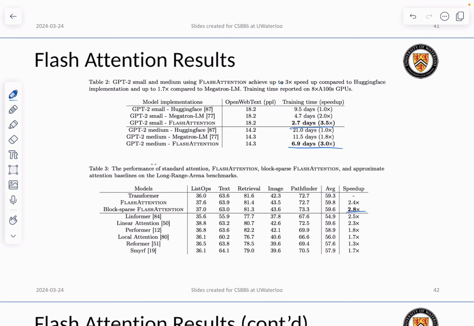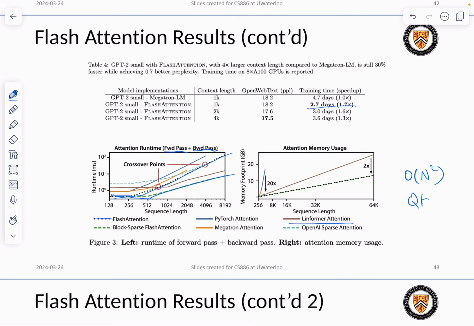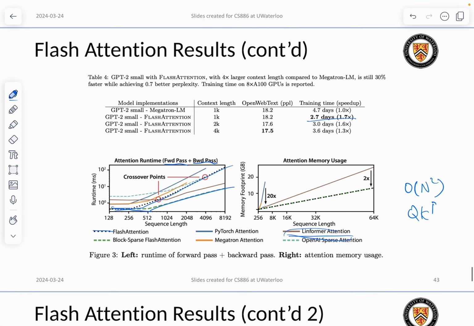So flash attention is the black one. Block sparse flash attention, of course, is the fastest, it's the green one, and then it's flash attention. Actually, Linformer beats it sometimes, but it's kind of cheating because flash attention is still O of n squared. You're still storing the entire QK^T matrix, whereas Linformer, I think, is only storing something linear, or the computation is linear.